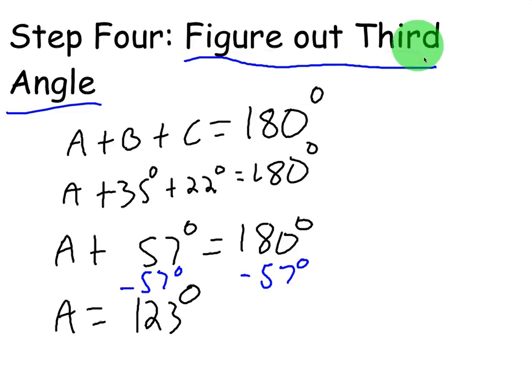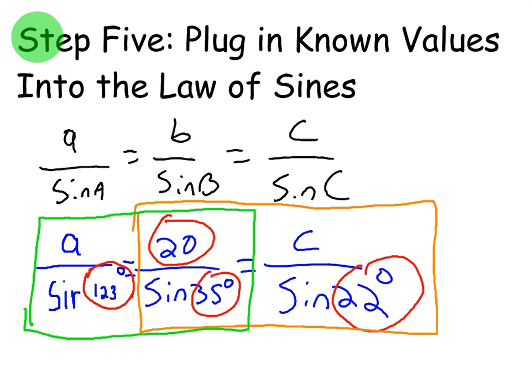Now the next thing you want to do is figure out that third angle using the fact that three angles in a triangle add up to 180. Quickly we can see that A is going to be equal to 123 degrees, an obtuse angle. Now we're going to plug everything into the law of sines. So we have little a over sine of 123 equals 20 over sine of 35 equals little c over sine of 22.